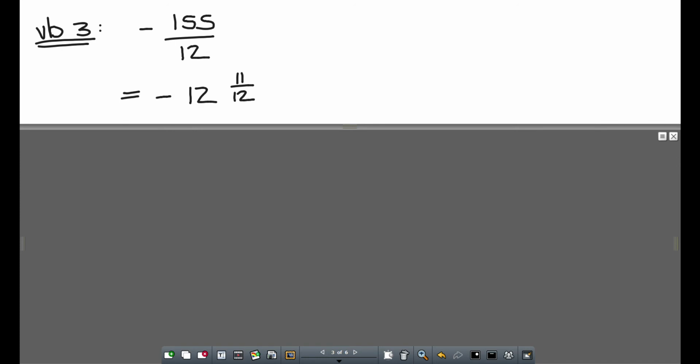And 12 times the denominator of 12 is going to give you 144. So how many would be left to get to 155? 11. Now, that negative in front is not going to change anything. It's just you've got to have a negative in front of your answer as well. Any questions over here?